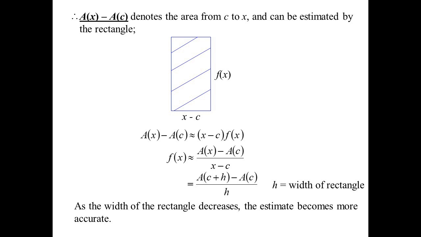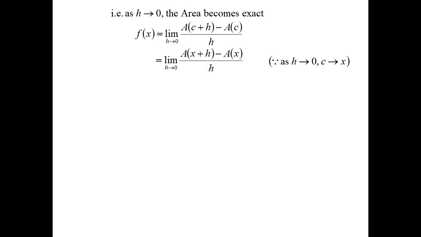Now, we said we want the width of that rectangle to decrease. And as it gets smaller and smaller, it's going to be more accurate. Well, what that means is as h approaches 0, that area will become exact. It won't be an estimate anymore. So in other words, f(x), the function we know, is going to equal the limit as h approaches 0 of A(c plus h) minus A(c) all over h. But if h is approaching 0, c will be approaching x. So I'm just going to replace the c with an x.